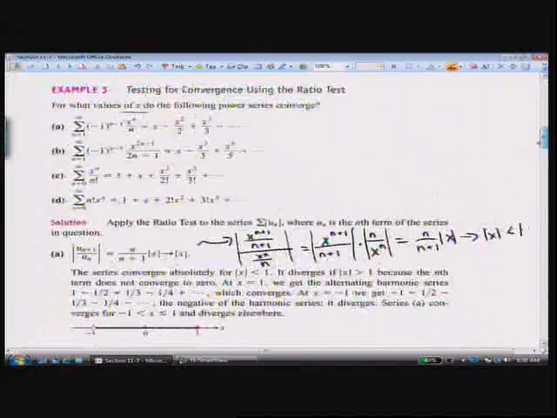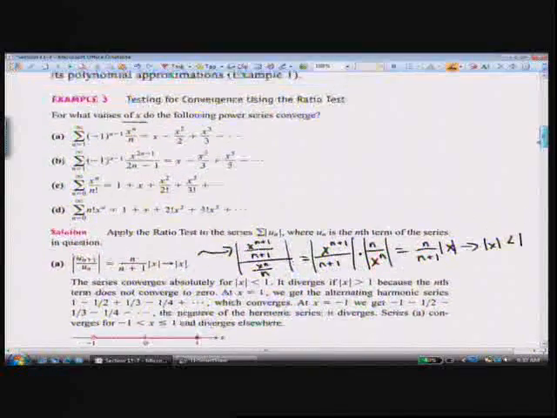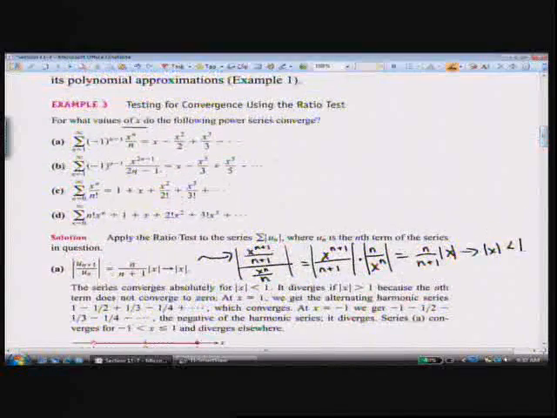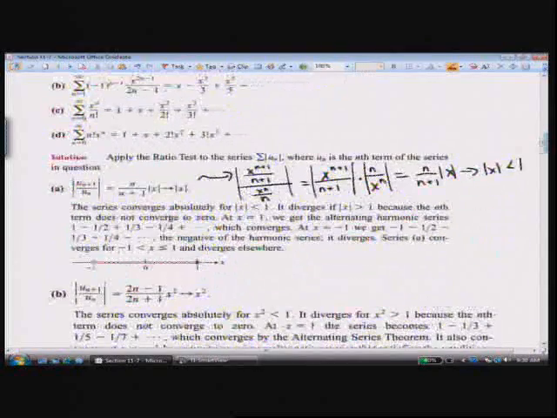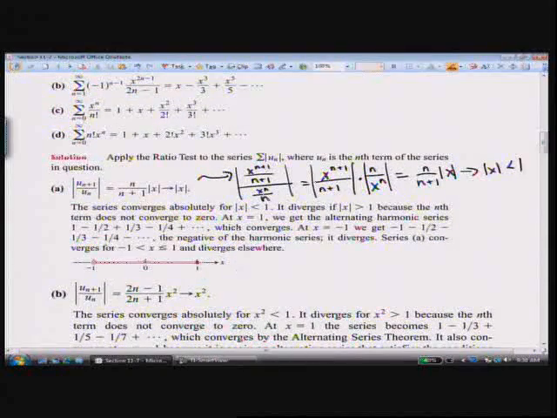We're going to do the ratio test again on B. So you're going to put an n plus 1 in here and an n plus 1 in here. I'll just show the work on how they got that. Notice on B it's also alternating, but since you're looking at absolute value, it doesn't matter.